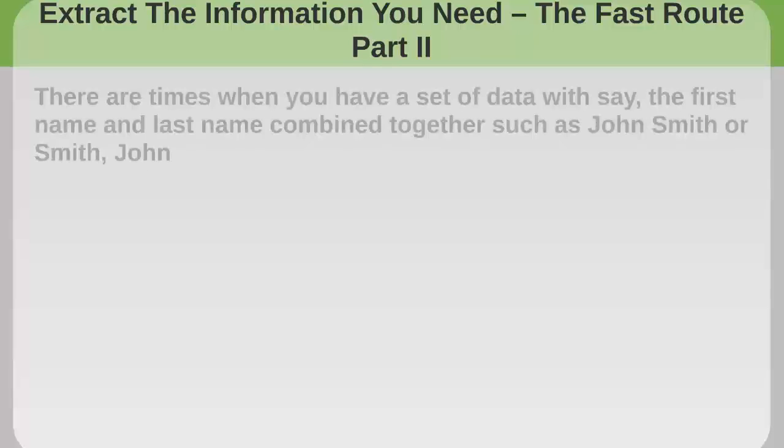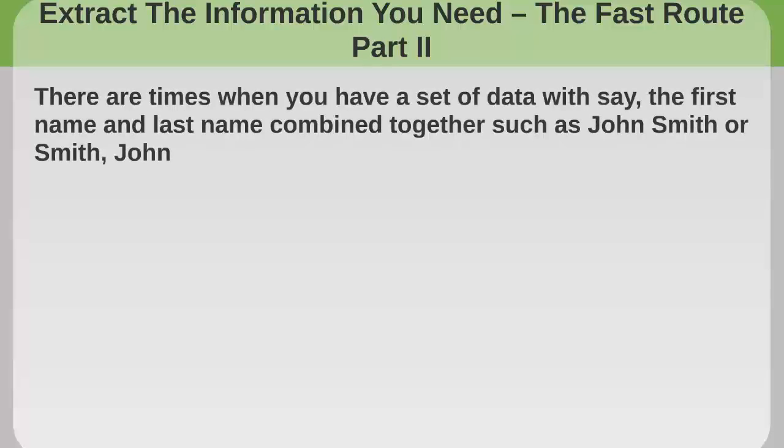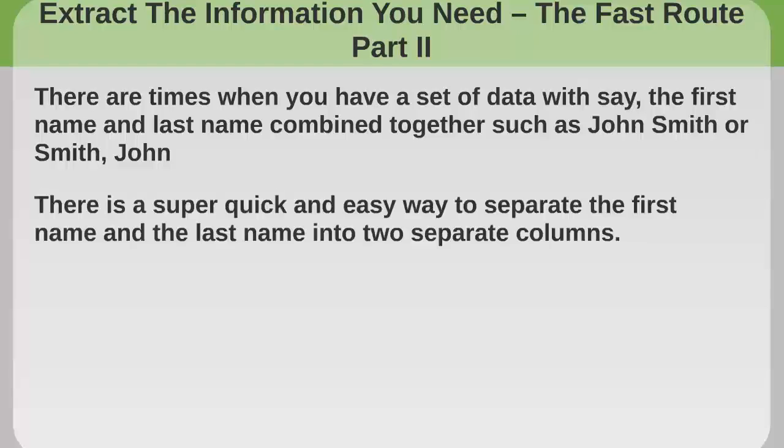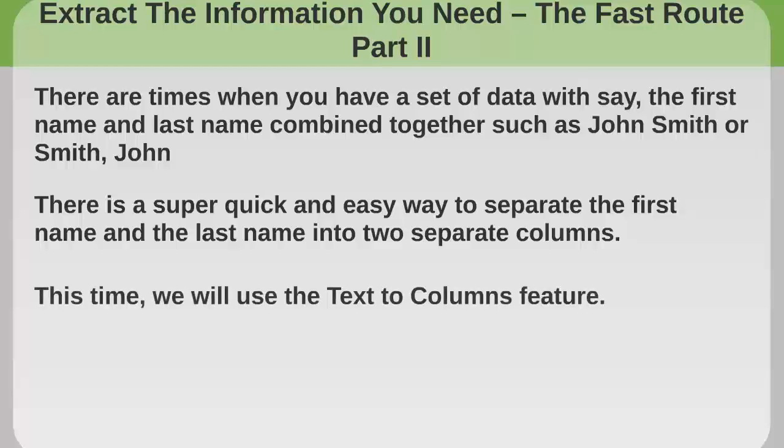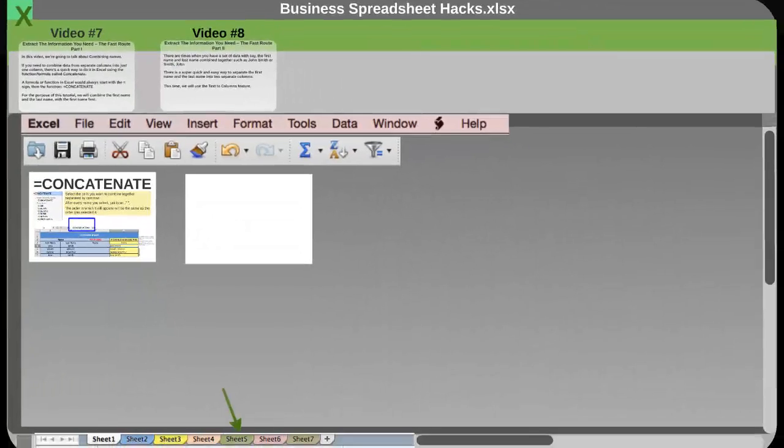So this is going to be part number 2, which is extract the information that you need, the fast route. Now, there are times, like I said, that you need to take the first name and last name, or last name and first name, and separate the two and then switch it around. There's actually a super quick and easy way to separate the first name, last name into two separate columns. This time we will use the Text to Columns feature that is built into Excel itself.